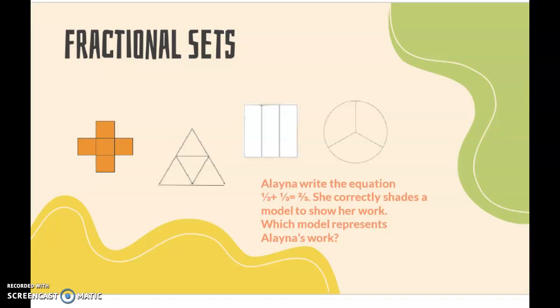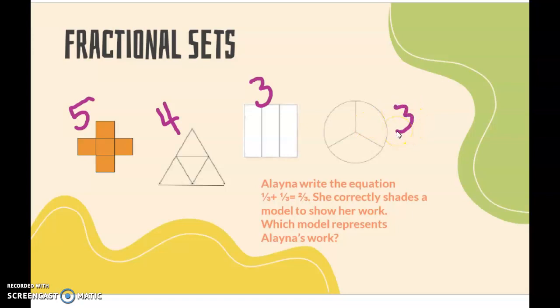Now we're going to look at unit fractions as parts of a set. So we have four different models here. We have a model that has one, two, three, four, five parts. We have a model that has one, two, three, four parts. Another one that represents three, and another one that represents three parts.